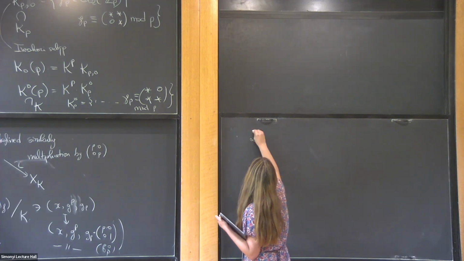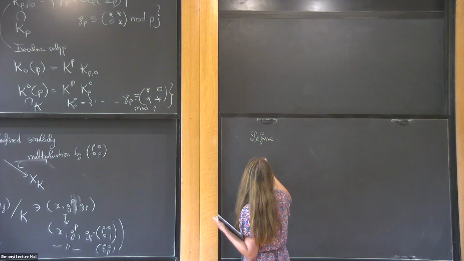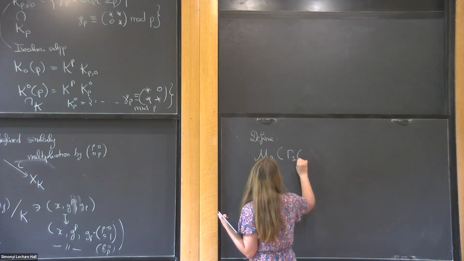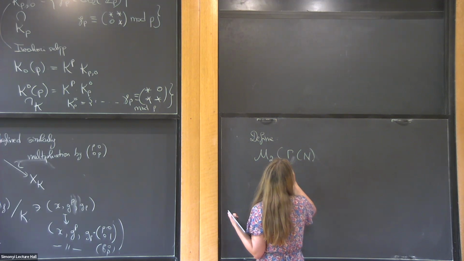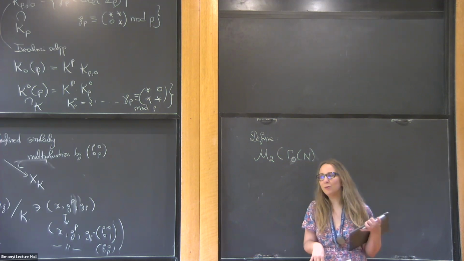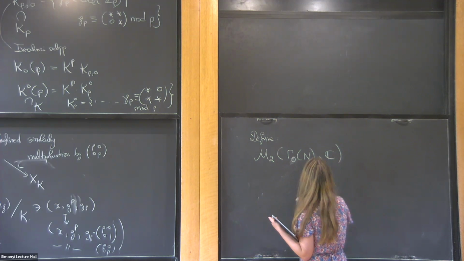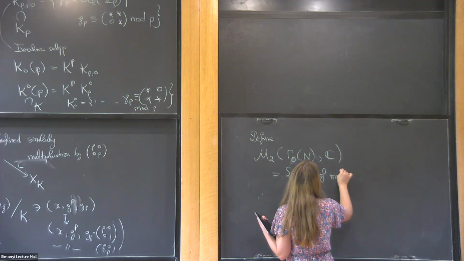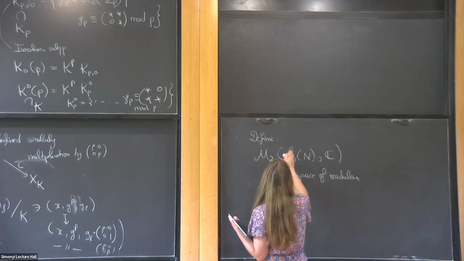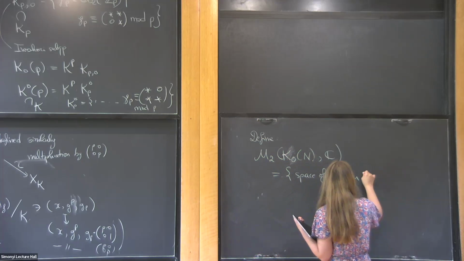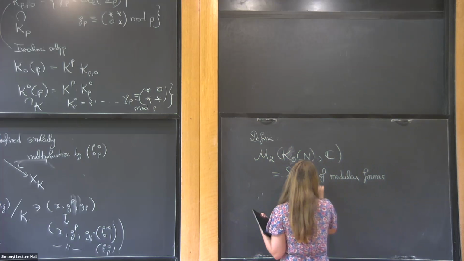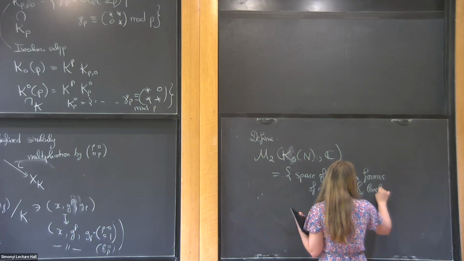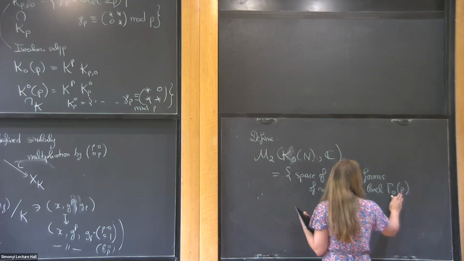So I'm going to define M2 of, let's say, gamma 1n, or I could do gamma naught n because I've already introduced what gamma naught is, and with complex coefficients, I'm going to define this to be the space of modular forms, or maybe for consistency of notation K naught, of weight 2 and level gamma naught n, over C.